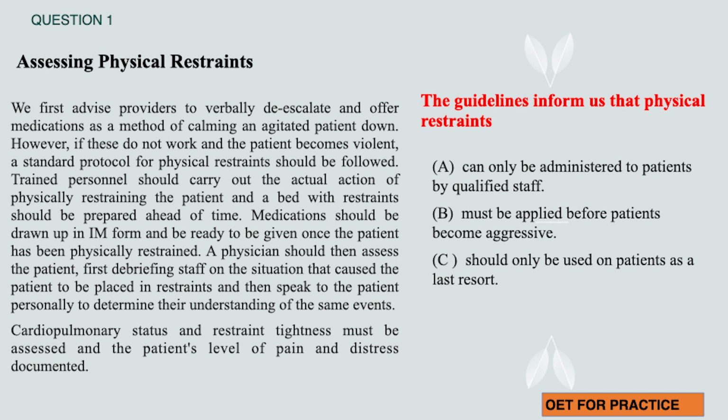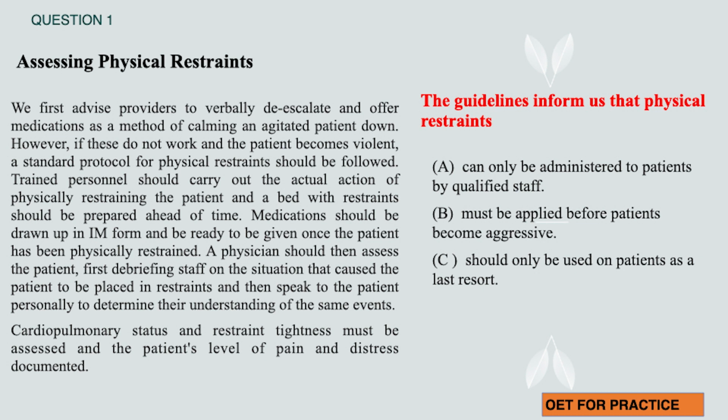Now let's see the options A, B, and C carefully. Read all options and try to eliminate the wrong options first. Option A says that it can only be administered to patients by qualified staff. Actually, the guidelines do not mention that physical restraints can only be administered by qualified staff. While it is important that trained personnel carry out the actual action of physically restraining the patient, there is no requirement that only qualified staff can do so. Therefore, option A is wrong.